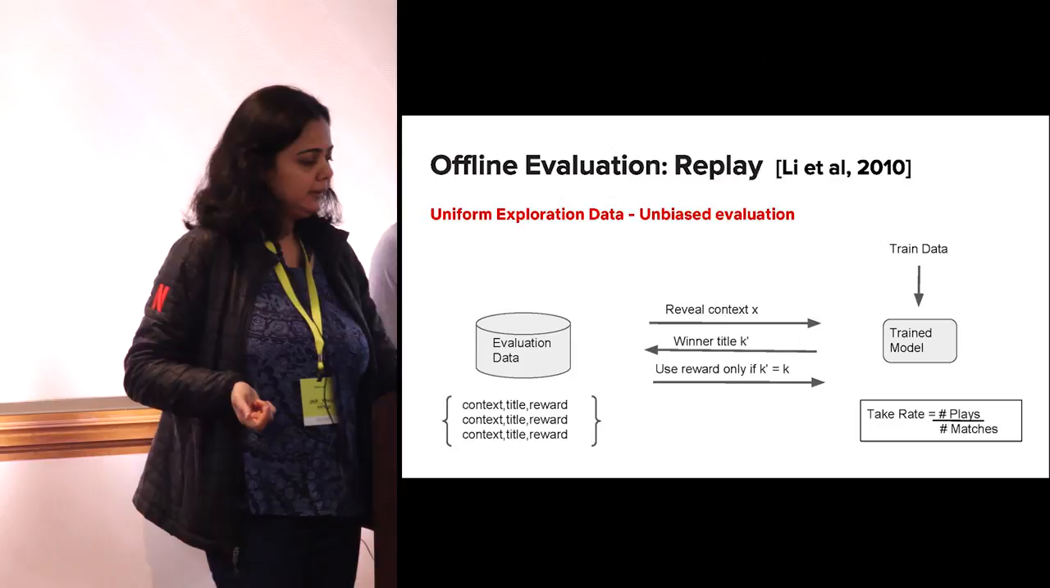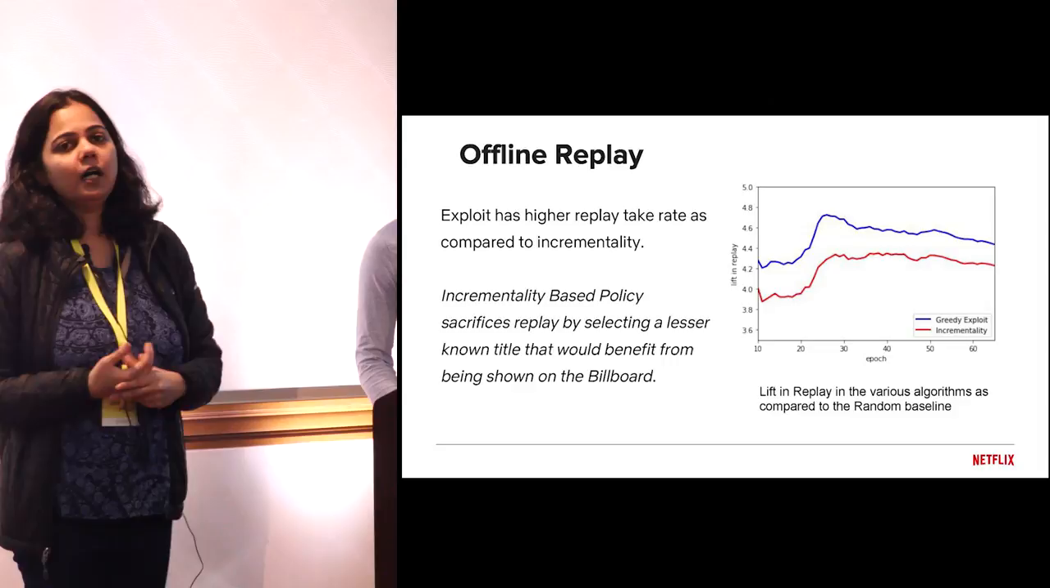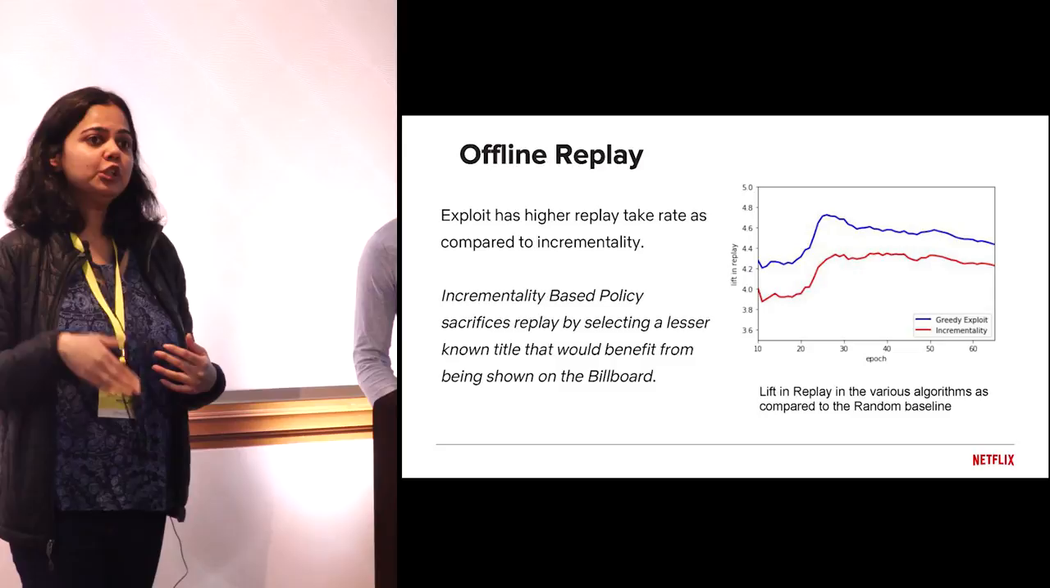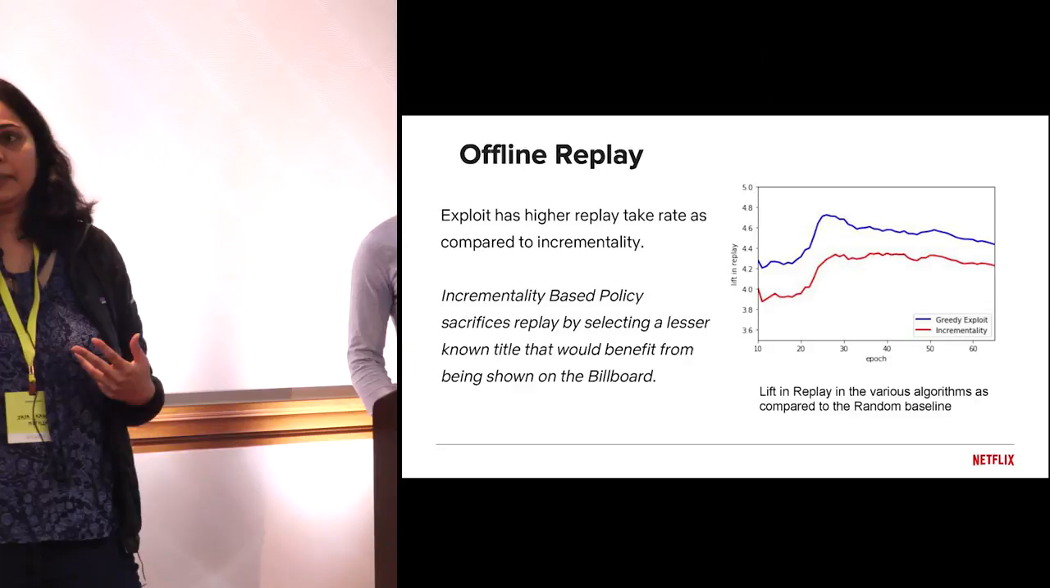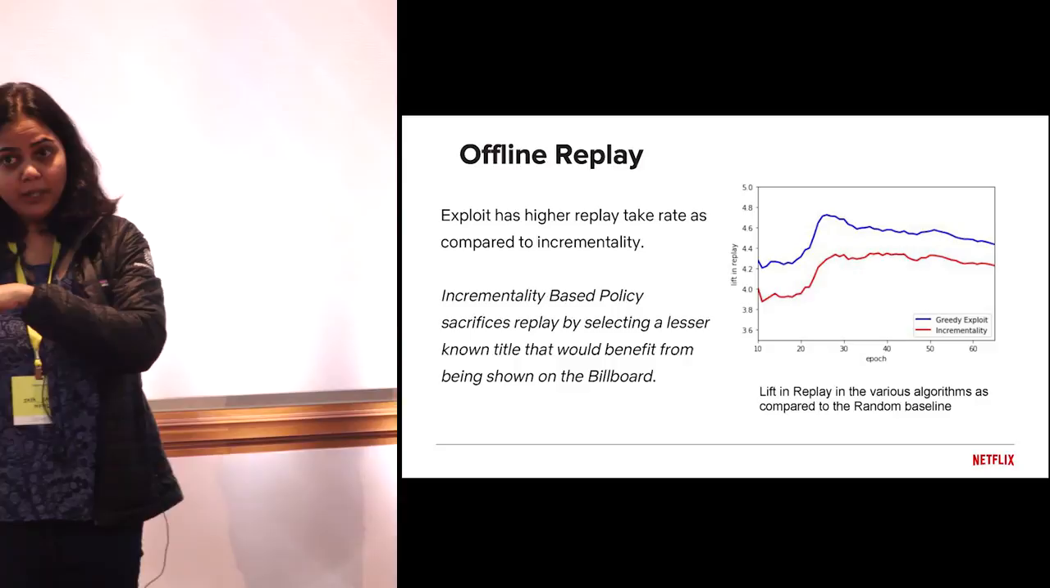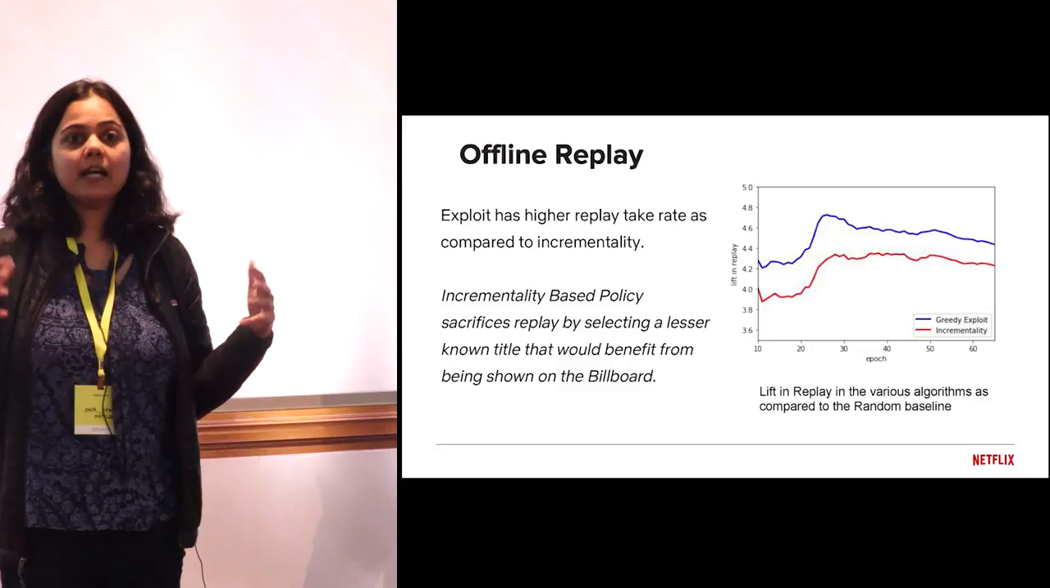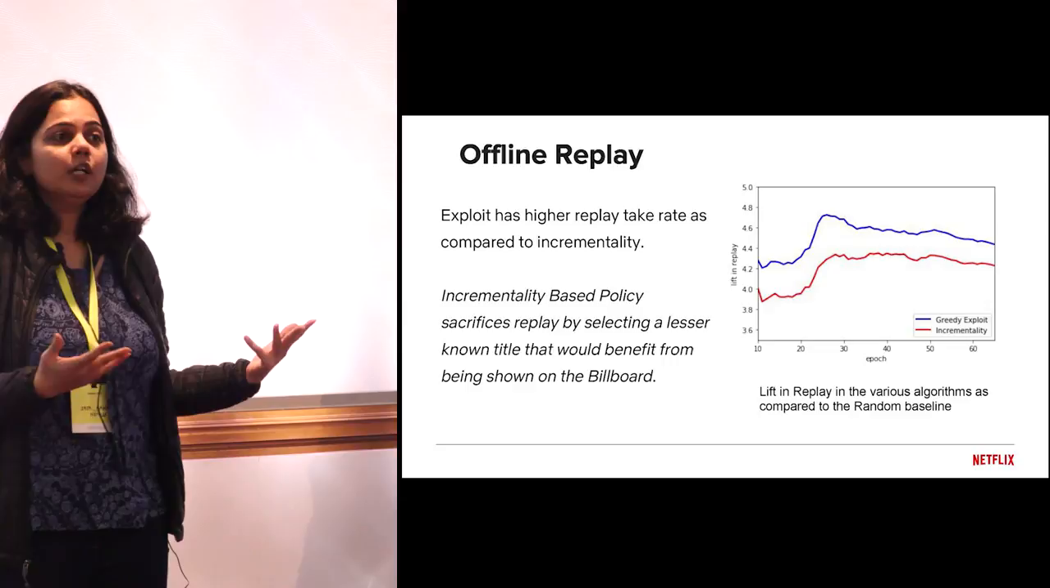The figure over here shows an offline lift in replay as compared to the random baseline for the two policies, the exploit policy and the incrementality-based policy. As we see, the exploit-based policy performs a little bit better than the incrementality-based policy. This is a little bit expected, because the exploit policy is going to optimize for the most popular title, or the title which has the highest probability of play. And the incrementality-based policy sacrifices that by showing a lesser-known title which would benefit by being shown on the billboard.